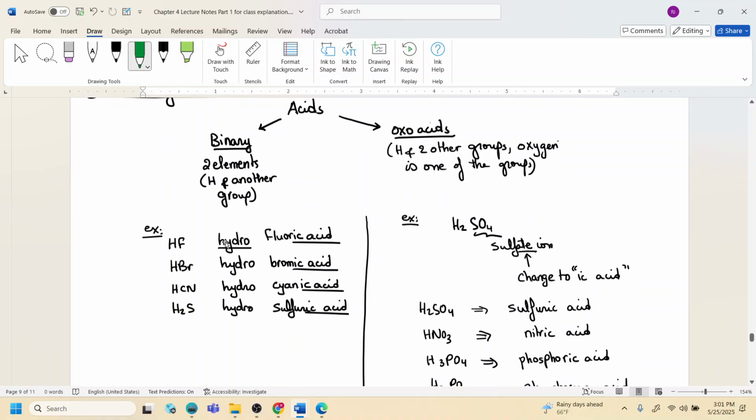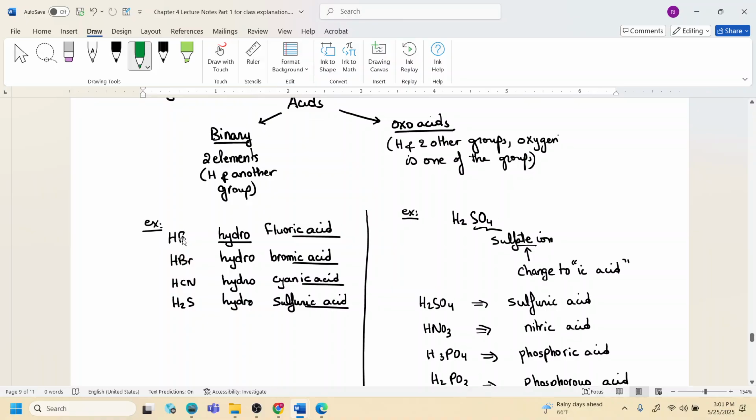So for the binary acids, you do have two different types of elements in there, let's say. So HF, these are two different types of elements, HBr. So binary acids, they start with a hydrogen. So how do I name them? I name them by starting the name with hydro, and then I name the non-metal, which is fluor, right?